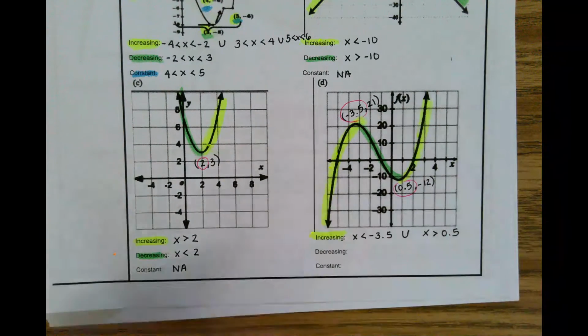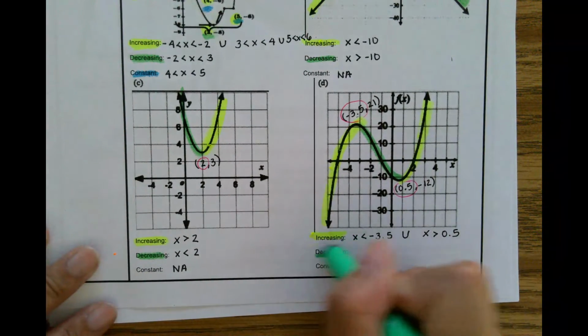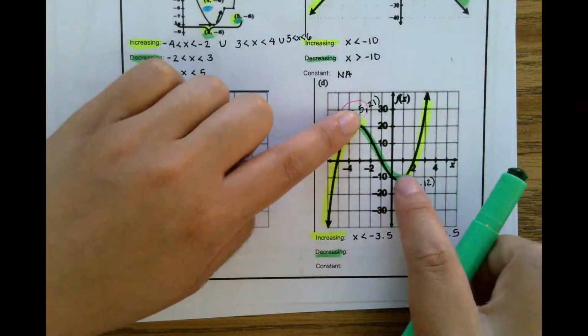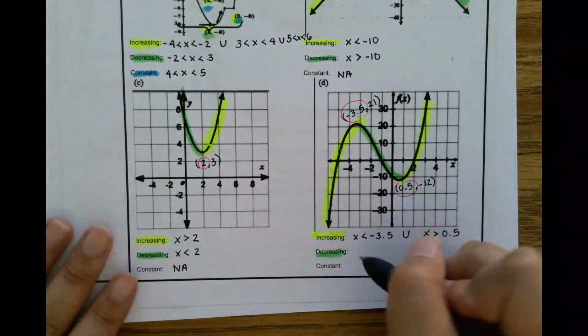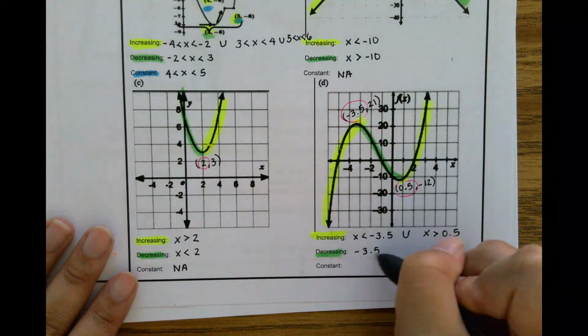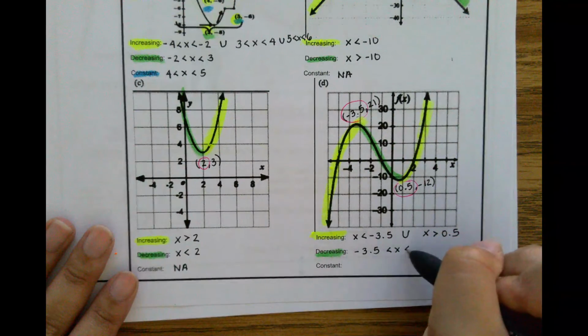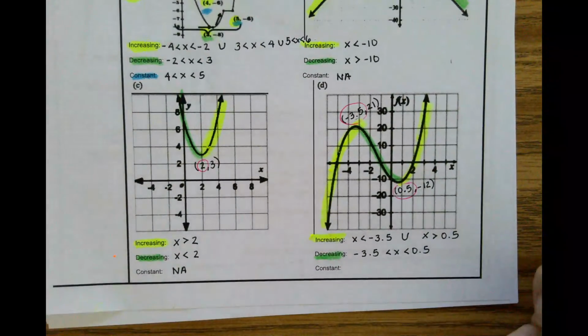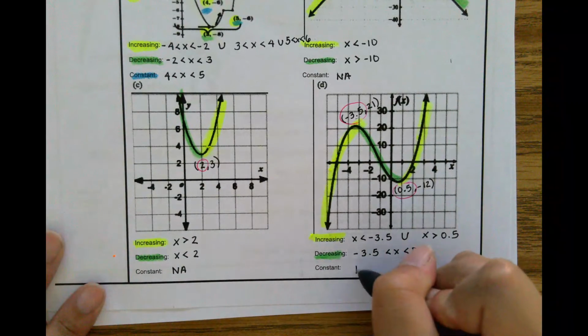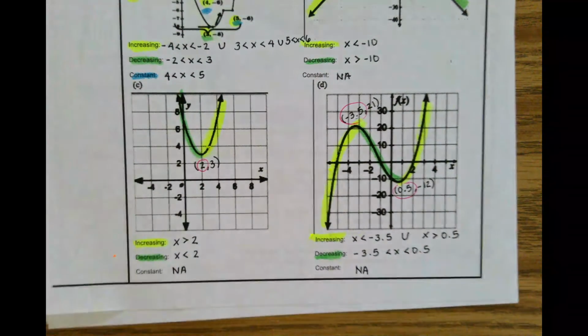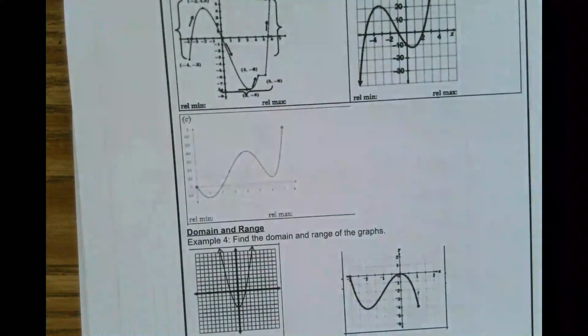Okay. Where was it decreasing? It was decreasing from here to here. And so that is between the x values of negative 3.5 and 0.5. Okay. Where is it constant? Not applicable for this graph. It does not flatline. Okay. So let us flip.